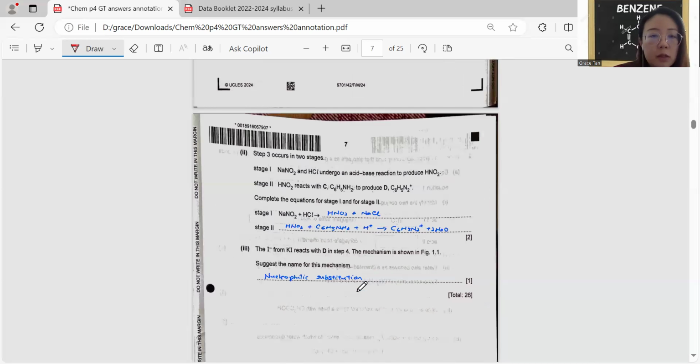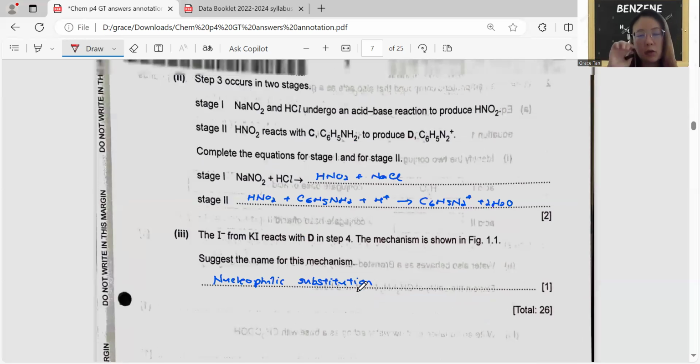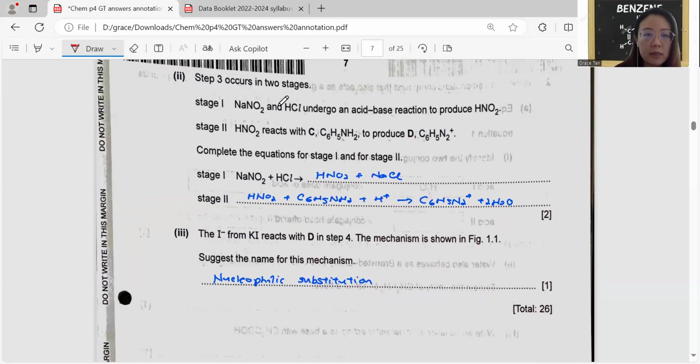Now, step 3 occurs in 2 stages, which is the diazotization. Number 1, they tell you NaNO2 and HCl undergo an acid-base reaction to produce HNO2. We call this in situ production of nitrous acid. You have to do it freshly on the spot. Why? Because HNO2 will quickly be oxidized to HNO3.